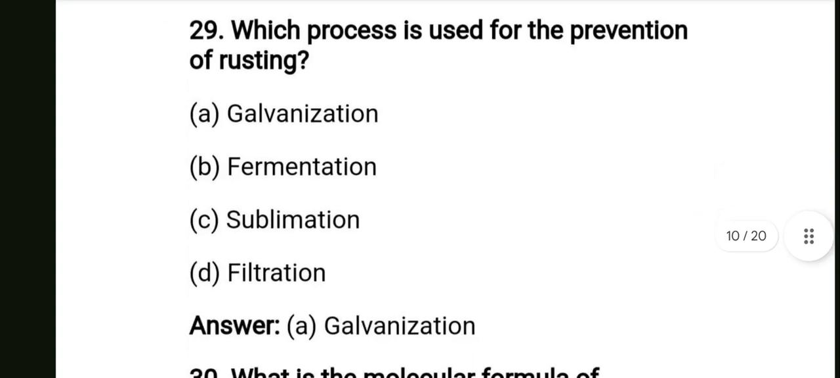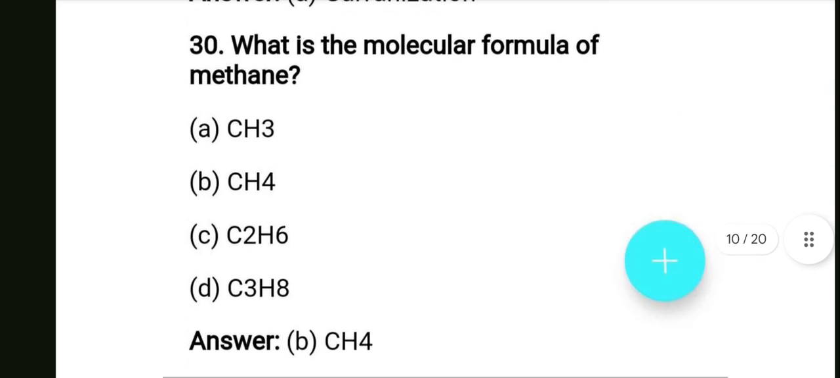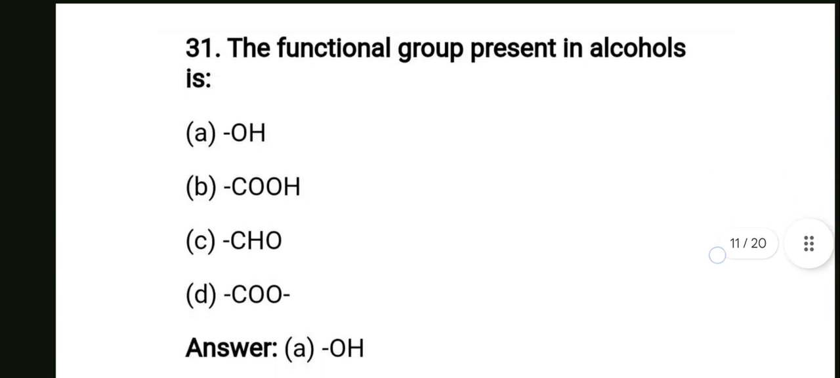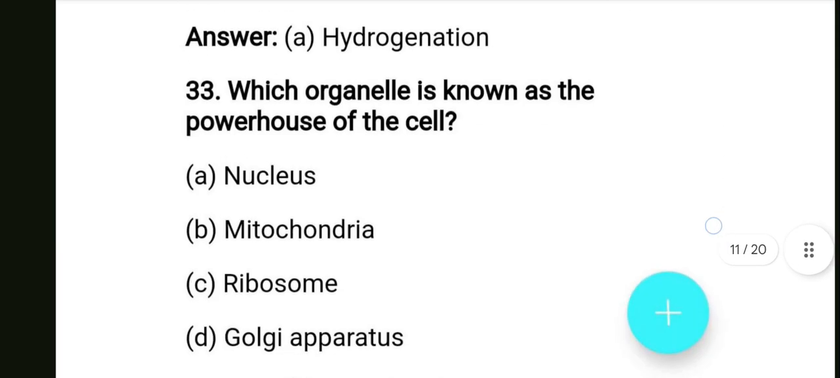Which process is used for the prevention of rusting? Option A, galvanization. What is the molecular formula of methane? CH4. The functional group present in alcohols is option A, OH. The process of converting vegetable oils into solid fat is called option A, hydrogenation.